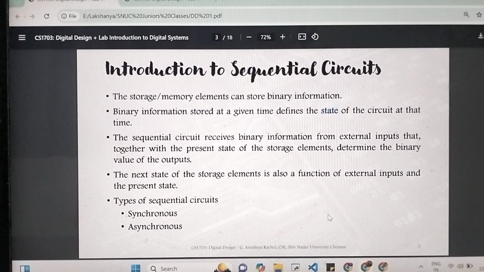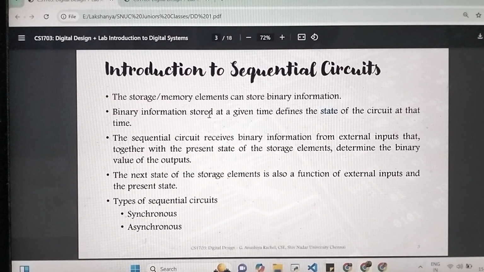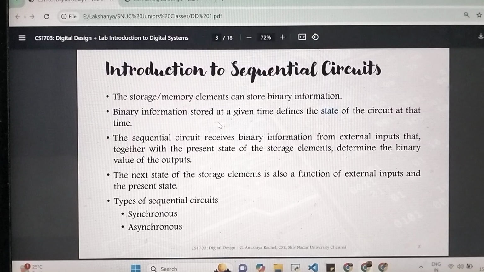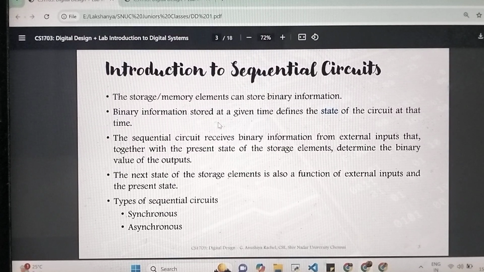Moving on, the storage or memory element can store binary information that defines the state of the circuit. So that is what I was saying. State is also going to be a combination of binary values. For example, from 000 to 111 if it's a 3-bit value. If it's 4-bit, from 0000 to 1111, you have 16 available states and so on. So state is also going to be binary values only. In that sense, it is not some specially encoded characters or anything.